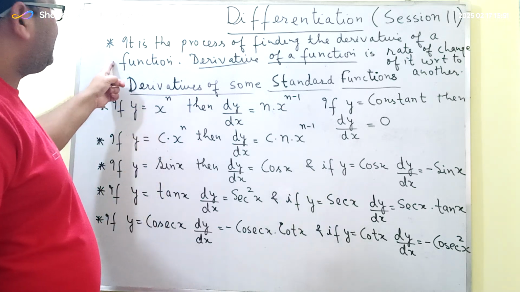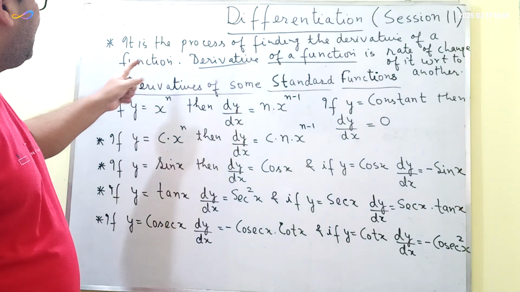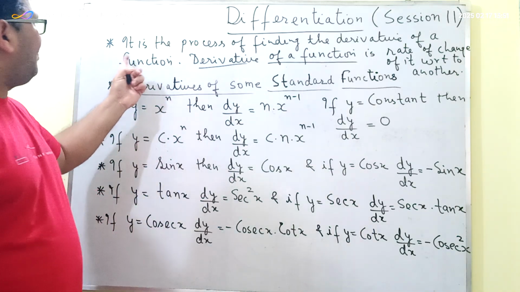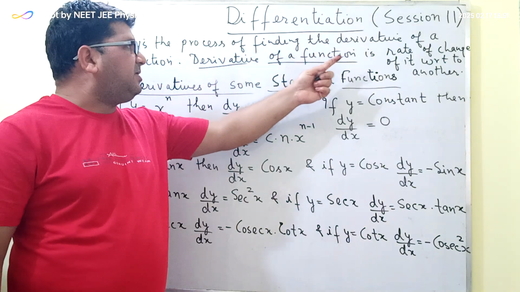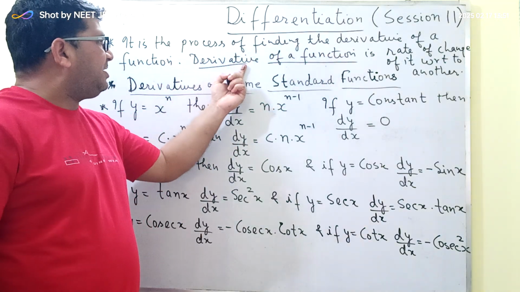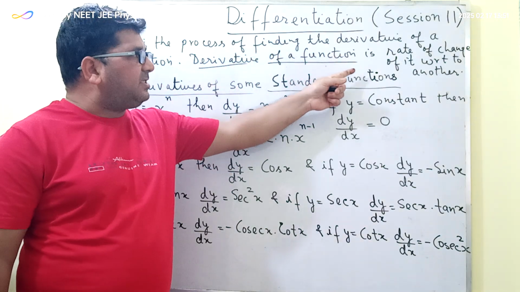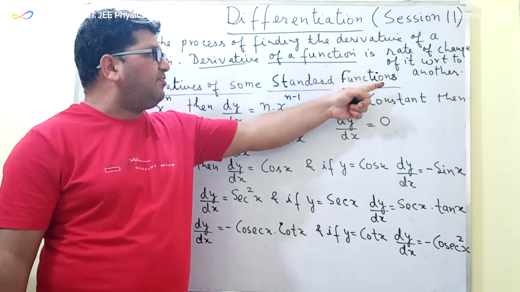तो पहला पॉइंट डेफिनेशन, जो पहला पॉइंट है वो डिफरेंशिएशन का डेफिनेशन है. So differentiation is the process of finding the derivative of a function. And what is the derivative? The derivative of a function is the rate of change of that function with respect to another.